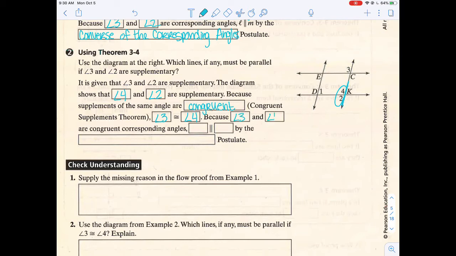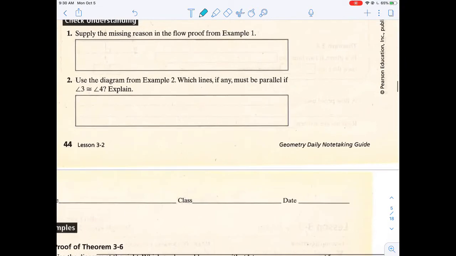Because angle 3 and angle 4 are congruent corresponding angles, line EC is parallel to line DK by the converse of the same side interior angles postulate. There we go. Okay, so then there's 2 check for understanding problems you're going to do here.